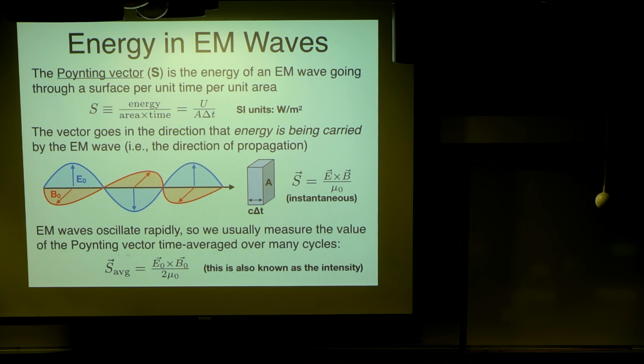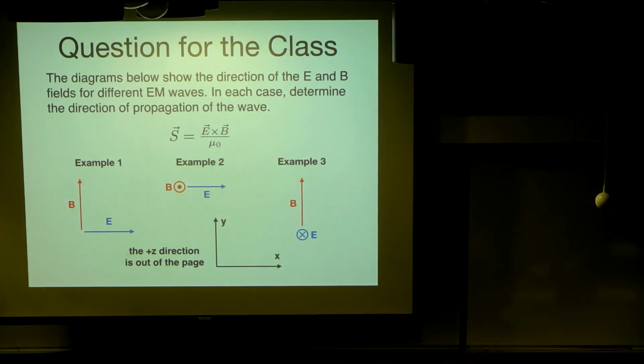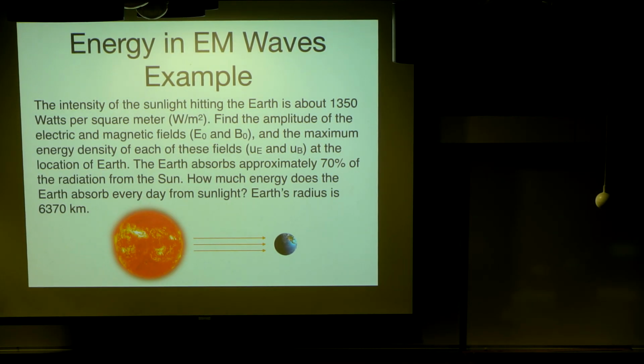All right, so a lot of derivations. Let's do an example to make some sense out of this. This is a good example to go through because it's really practical. We're talking about the energy of sunlight that is hitting the Earth. This is what allows all life on Earth to exist. So let's try to put some numbers to it.